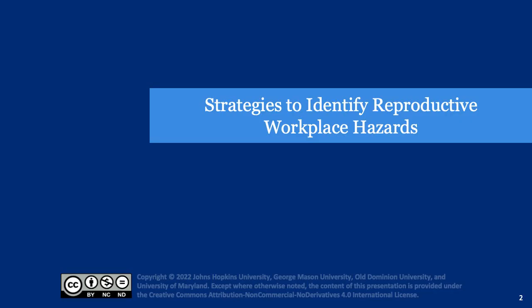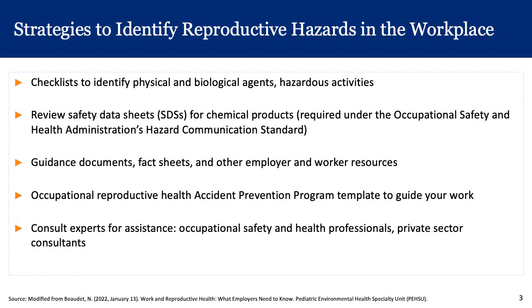So in this module, we will review some strategies to identify reproductive hazards at the workplace and provide some resources. There are several strategies that may be implemented in order to identify reproductive hazards in the workplace and take preventive action. These include checklists that you use to identify physical and biological agents as well as hazardous activities.